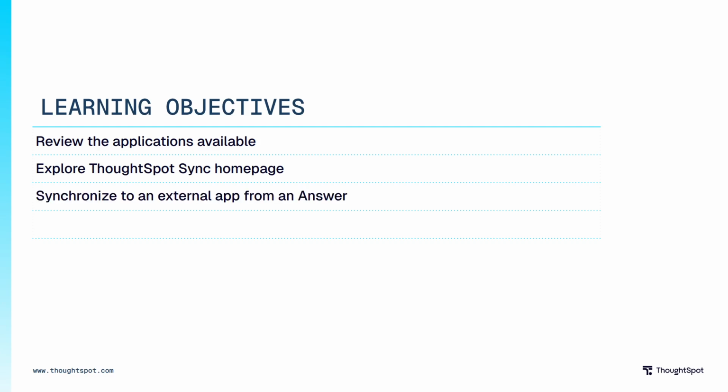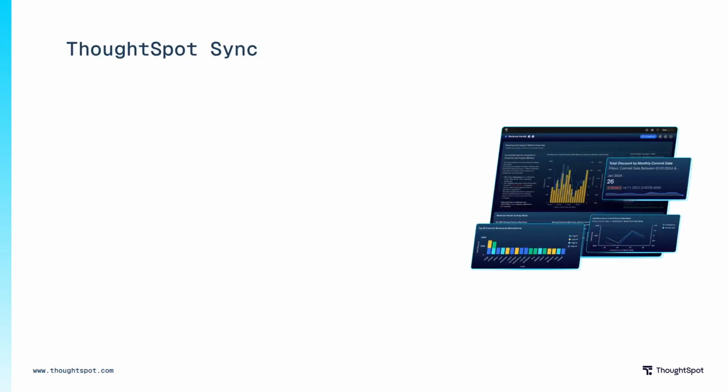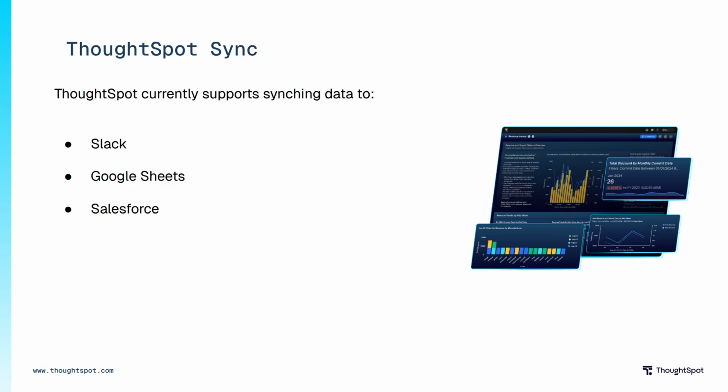In this lesson, we will review the applications currently available for synchronizing. We will explore the ThoughtSpot Sync homepage, as well as how to synchronize from an answer. Finally, we will run through examples of synchronizing to Google Sheets and Slack. Currently, we can synchronize data from Slack, Google Sheets, Salesforce, Microsoft Teams, HubSpot, and ServiceNow.